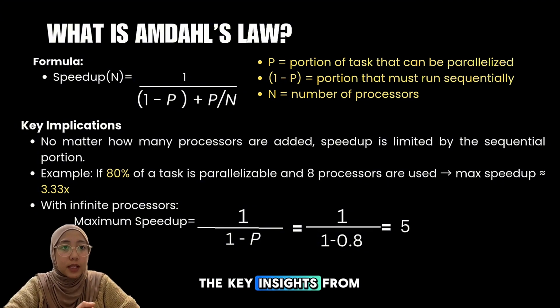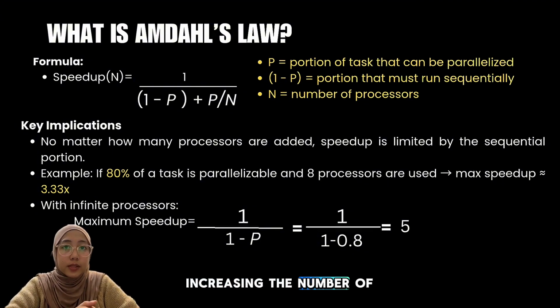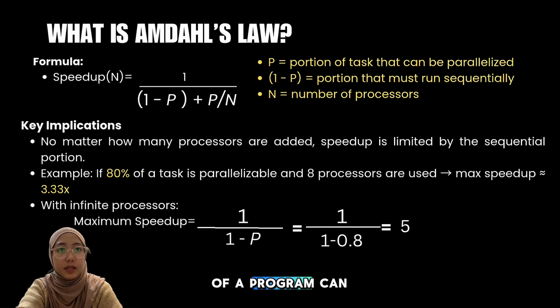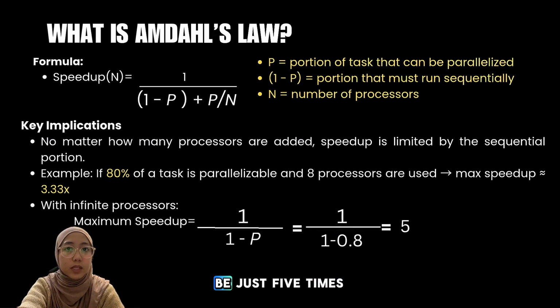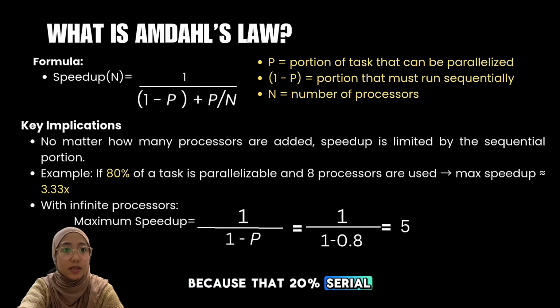This slide explains one of the key insights from Amdahl's law. Even if we keep increasing the number of processes, the part of the algorithm that is not parallelizable, the serial part, will limit the overall speed up. For example, let's say 18% of a program can be parallelized, that means 20% is still serial and cannot benefit from parallel execution. Using the formula speed up equals 1 over 1 minus p, where p is the parallel portion, we get 1 over 1 minus 0.8 equals 5. This tells us that even if we had infinite processes, the maximum speed up would still be just 5 times faster because that 20% serial part becomes the bottleneck. So, in real applications, improving the serial portion is just as important as adding more processes.